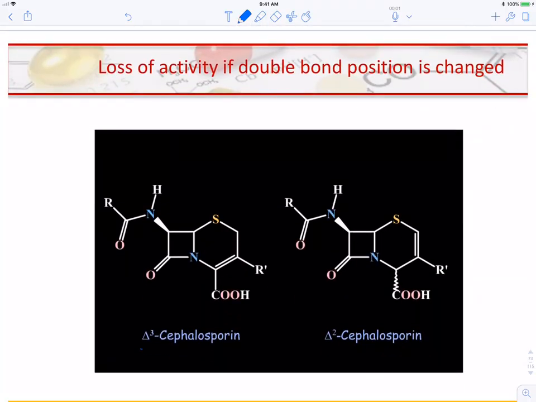And in fact, in cephalosporins, we have the loss of activity if we change the position of the double bond, again indicating that the three-dimensional structure of these antibiotics is indeed very, very important. So what we are doing by changing the position of the ring is changing their shape, and so making them inactive.